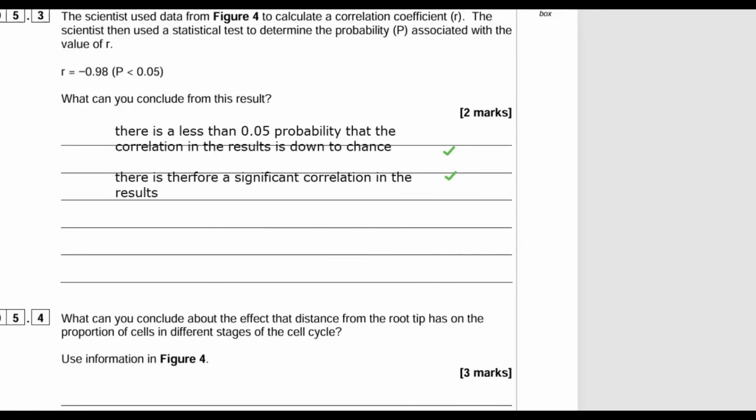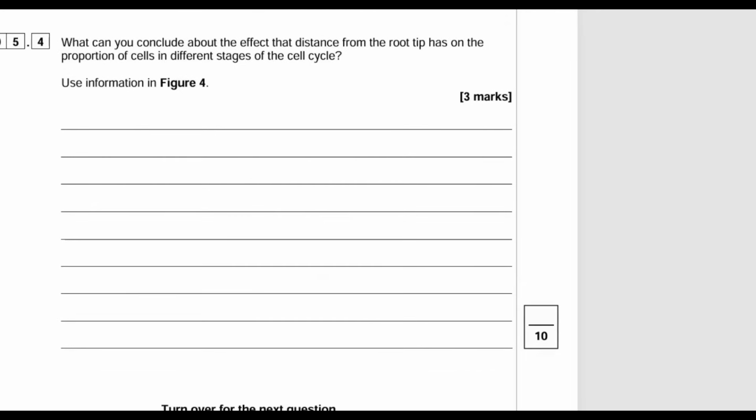All right, let's go down and see the last bit of this question. So the last bit of question 5, what can you conclude about the effect that the distance from the root tip has on the proportion of cells in different stages in the cell cycle? So let's get the image up and have a little waffle about this. It's 3 marks. It tells us to use the information. What can we conclude about the effect of distance from the root tip on the proportion of cells in the different stages of the cell cycle? So let's check this out.